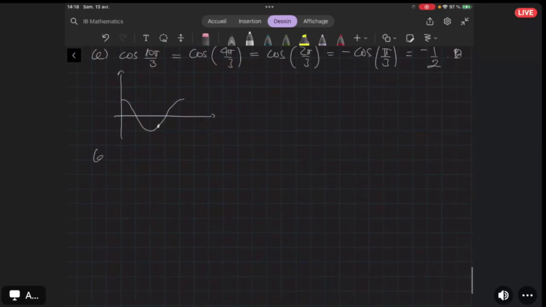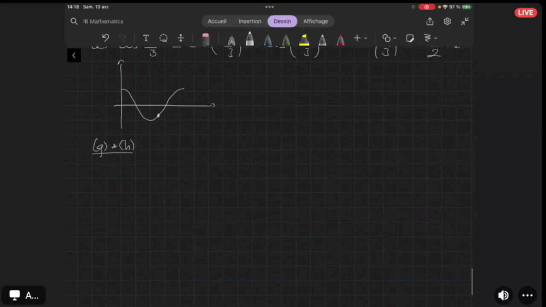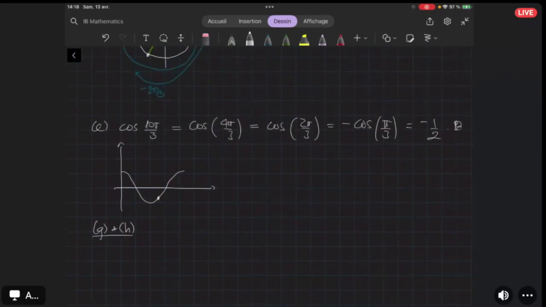G and H are more interesting. But for the sake of time, we're just going to do, can you do it again? Absolutely. So, cos of 10 pi over 3 is equal to cos of 4 pi over 3. Why? You are subtracting 2 pi, aka the entire period. Aka you are at the same point as before.